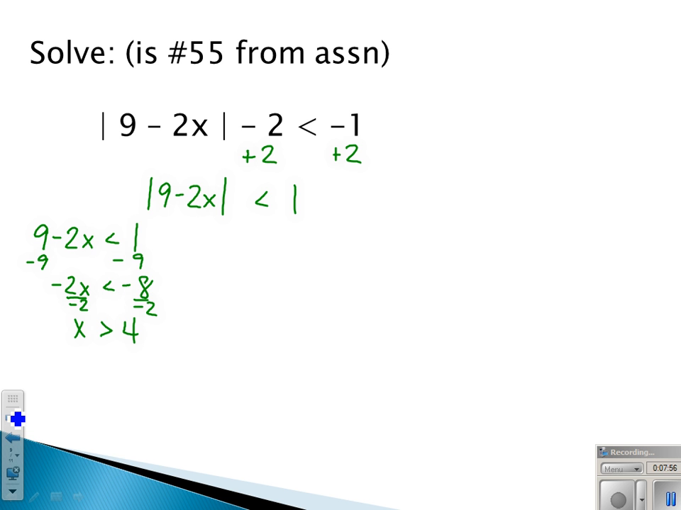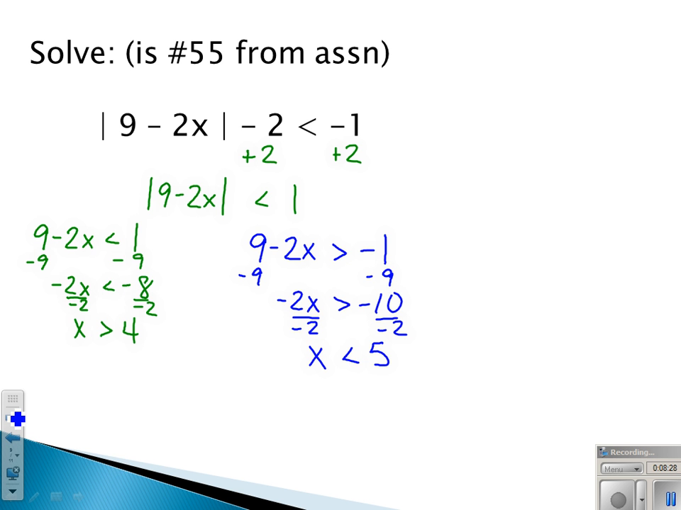Now is when you have to consider the negative of the situation that you had in the beginning. So we still stick with the 9 minus 2x, but now we set it greater than the opposite of that right-hand side. And we solve. So negative 2x is greater than negative 10. Divide by negative 2. x is less than 5.